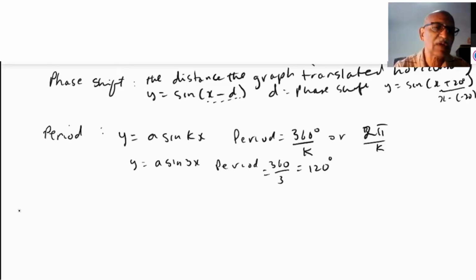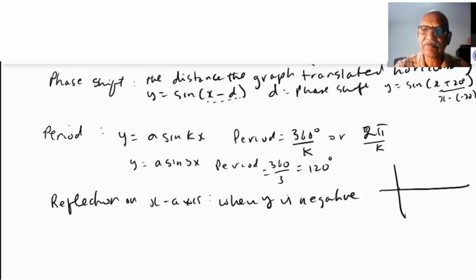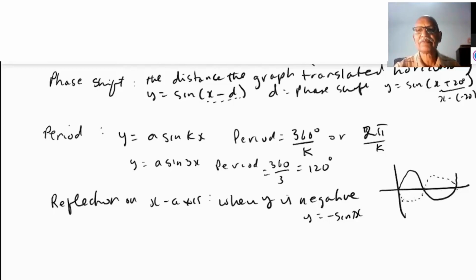Okay, so the last one will be reflection on the x-axis. Reflection on the x-axis means when y is negative. If this was my graph, y equal to minus sine x, that means y is negative. The graph becomes reflected on the x-axis. This is the negative one.